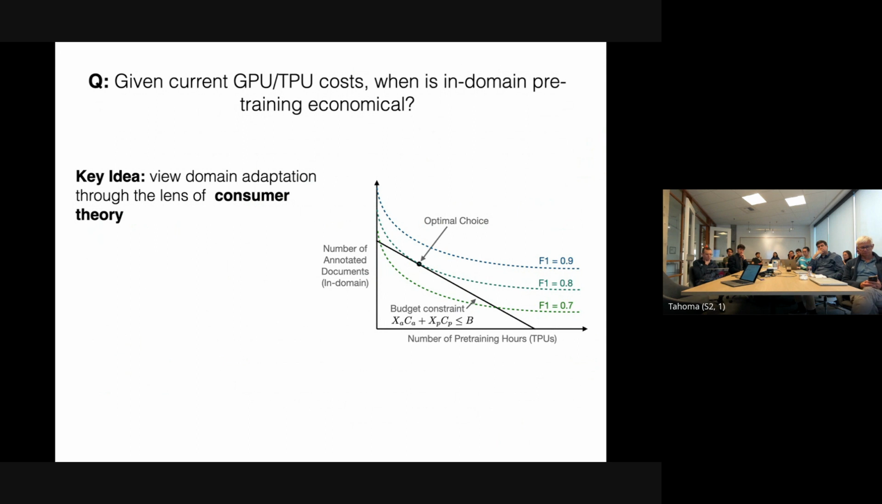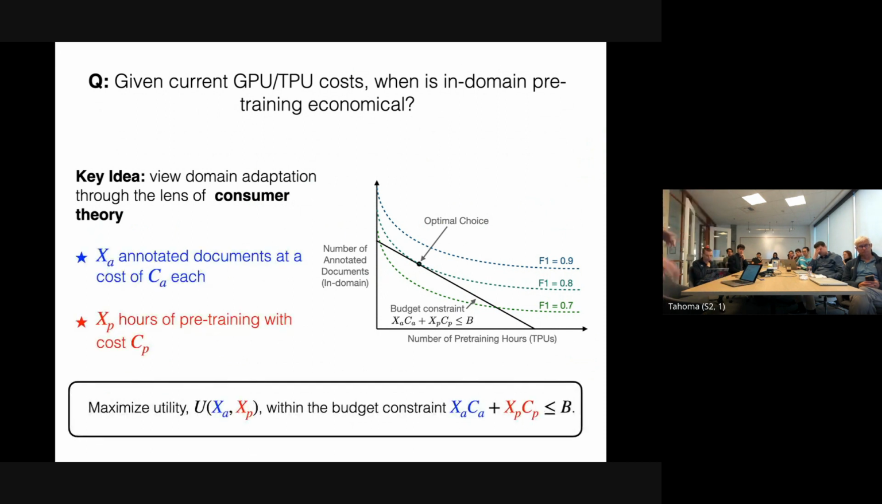And so basically what we want to do is pick a point that falls under this black line here, which is a budget constraint. So we have some fixed budget, right? And we basically want to pick the point that has the highest utility, or just F1 score on held out test data, that fits within the budget constraint. So that's the problem setup here. And this is basically just what I just said.